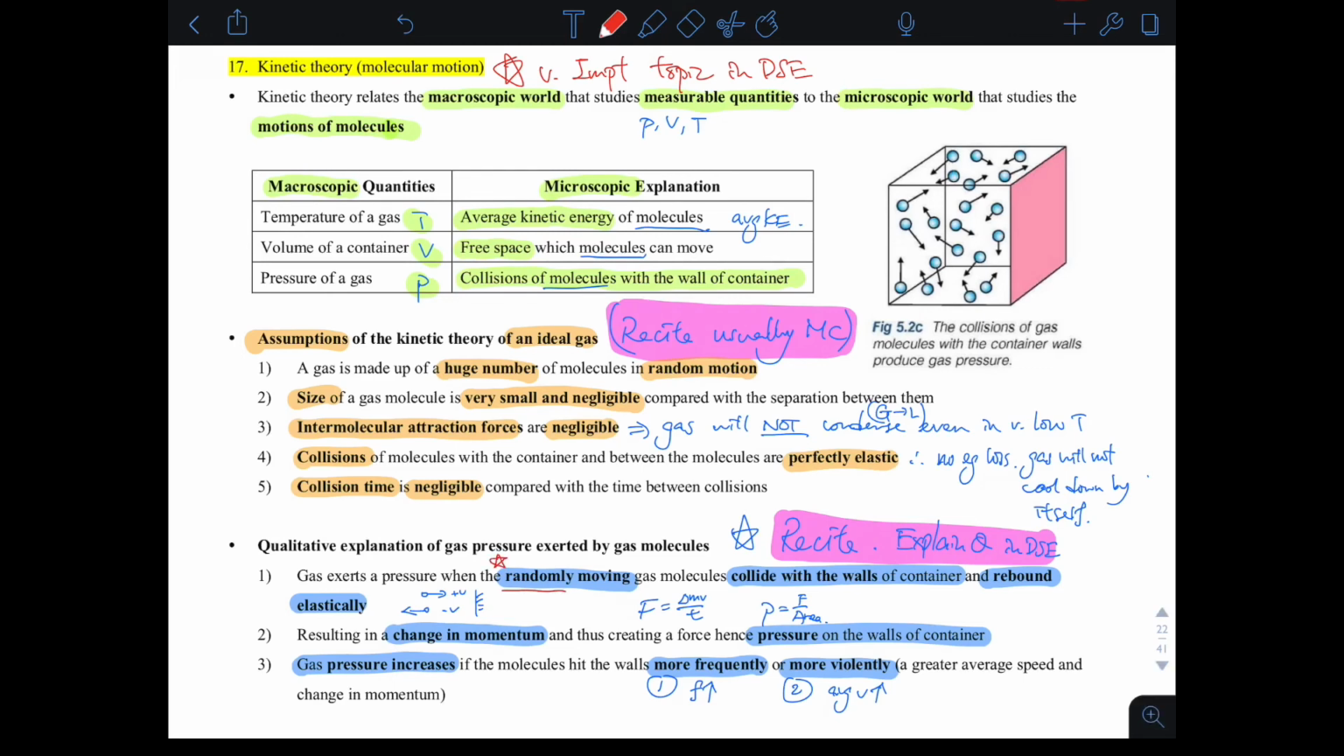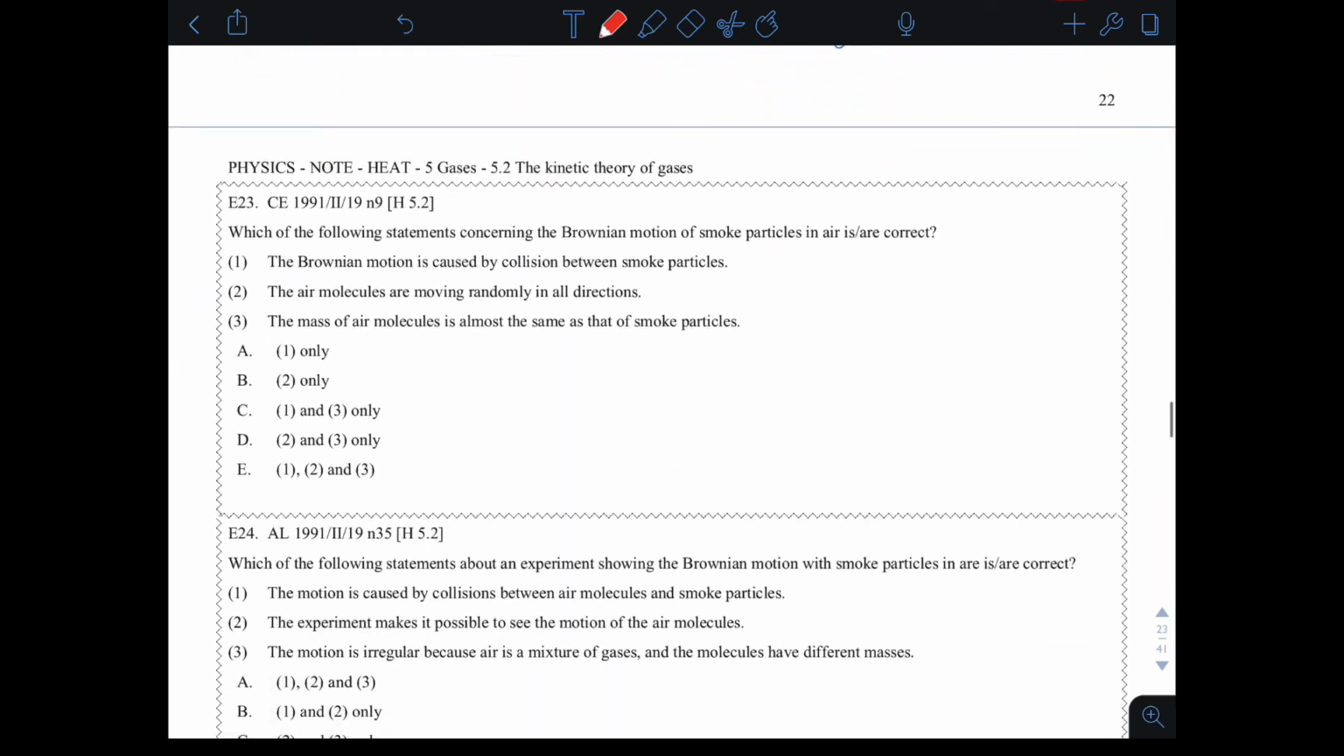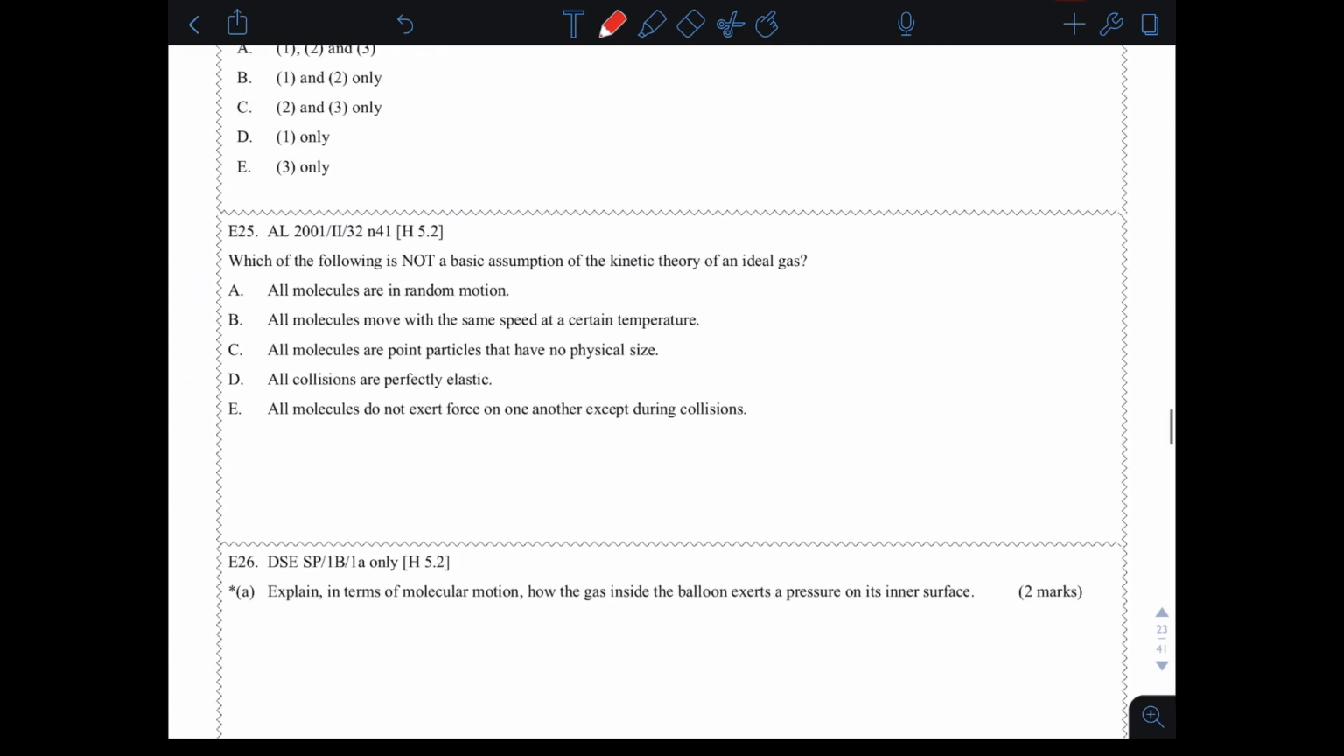And the key will be, make sure you know all those physics terms here. Can you see? Randomly collide with the wall of the container, rebound elastically. All those are physics terms here, creating a change in momentum, hence pressure. And then those wordings will be new, and you will always be using this to explain more frequently and more violently for the collision, so that you have greater pressure. Those will be the wordings that we expect to see when we are explaining. And that's it for the whole small point for kinetic theory.